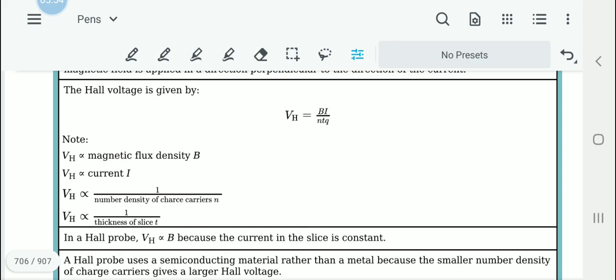Then this part: V_H is directly proportional to magnetic flux density B. Then V_H is directly proportional to the current. However, it is inversely proportional to the number density n and thickness of the slice t. V_H is directly proportional to B because the current in the slice is constant. That is also something that you need to understand.